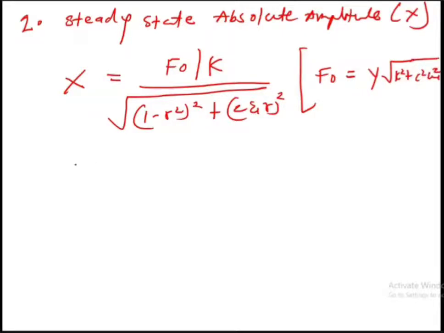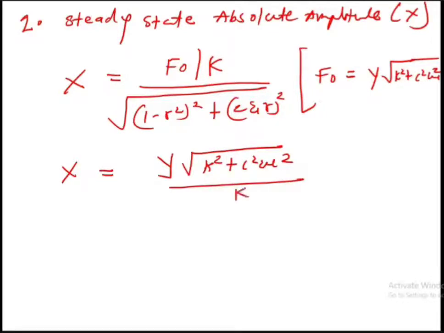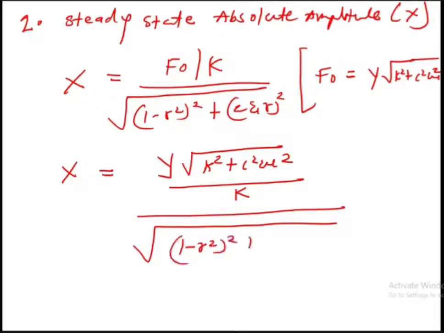Right? This is what we have derived, so you have to just put it here. So X equals, what is F0? Y into square root of k square plus c square omega square, and you can write it divided by k, and it will again be the term square root of [1 minus r square] bracket square plus [2 zeta r] bracket square. Now guys, I will take this Y here, I will take a ratio of Y. Everybody knows what is X and what is Y. I will write it once again, so X upon Y I am getting.